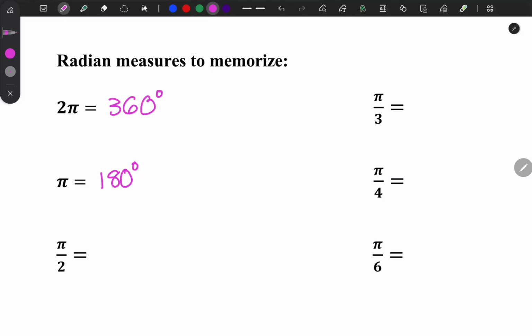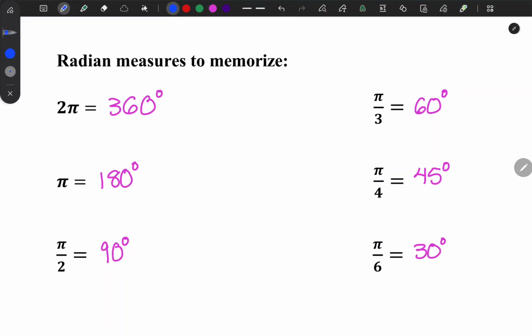We can also divide this up into some very convenient angles. For example, pi over 2 is just 90 degrees. Or if we do pi over 3, that's 180 divided by 3, 60 degrees. Pi over 4 is 45 degrees. Pi over 6 is 30 degrees.